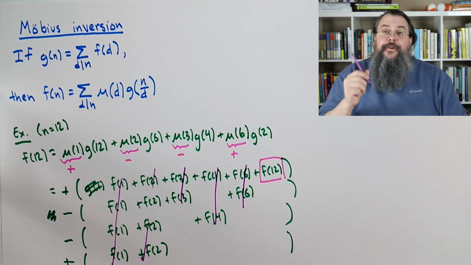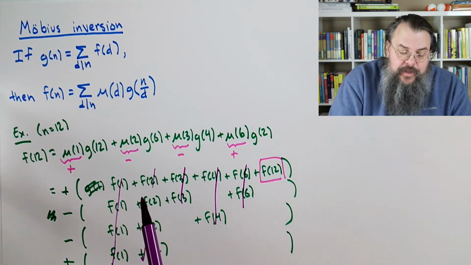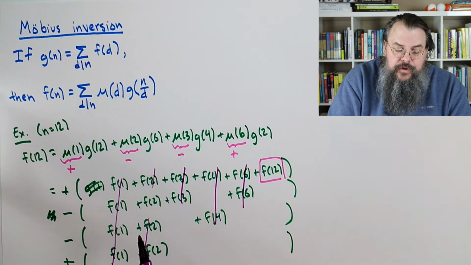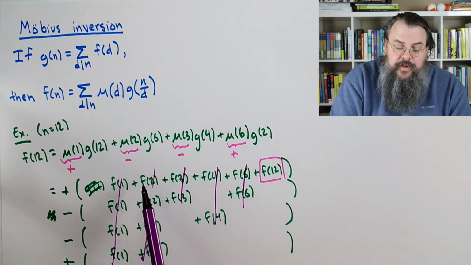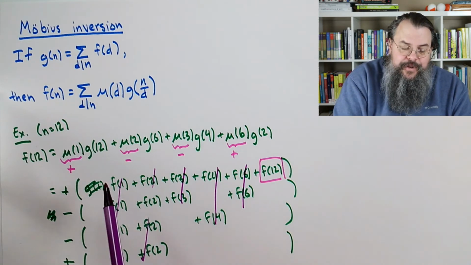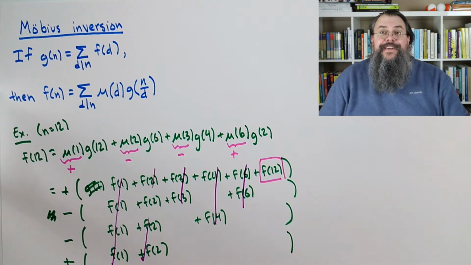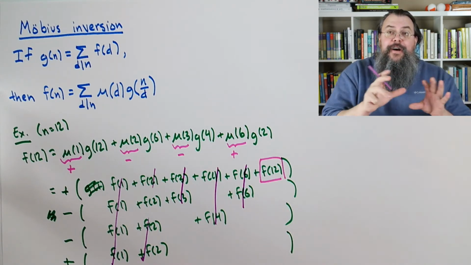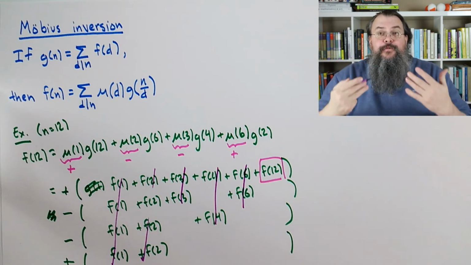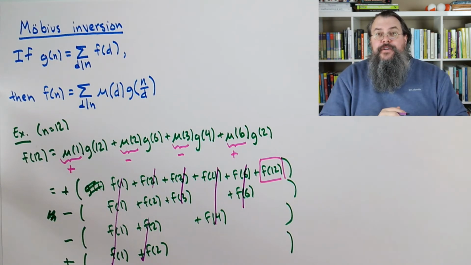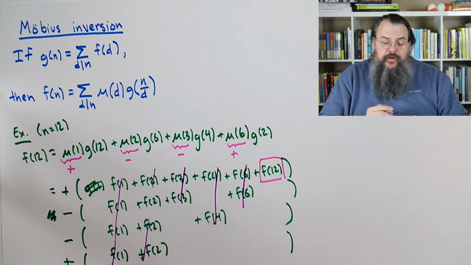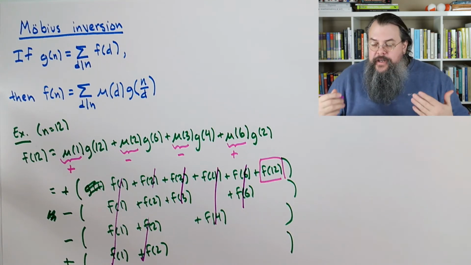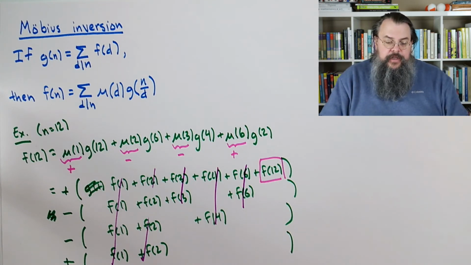Good. Now, the pattern. Really, it's 1, 2, 1. Plus 1, minus 2, plus 1. That same pattern is what we were talking about with inclusion-exclusion. It's the same reason why Mobius inversion works. So what's going on here? Why does this all work out in the end?